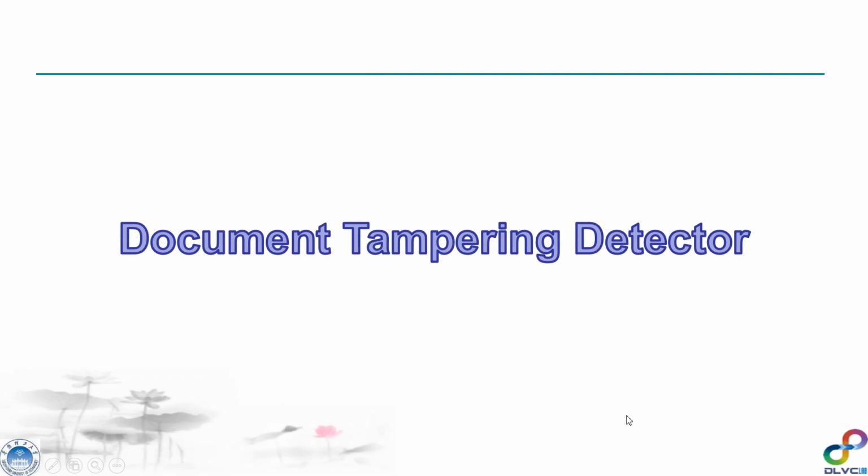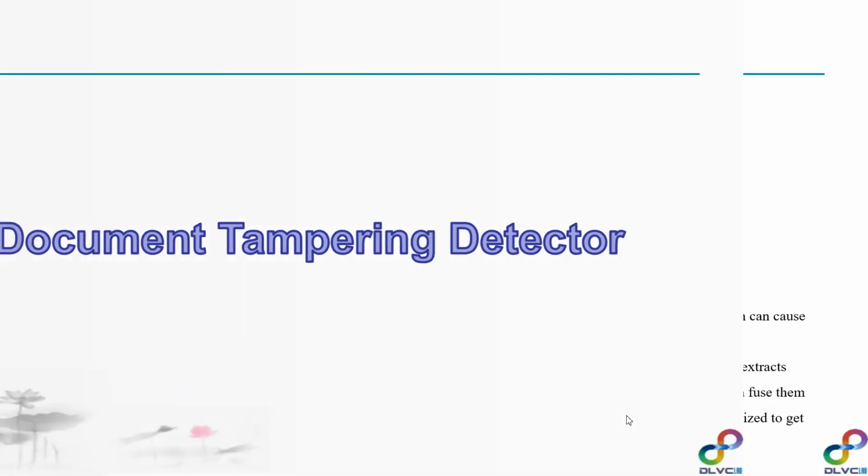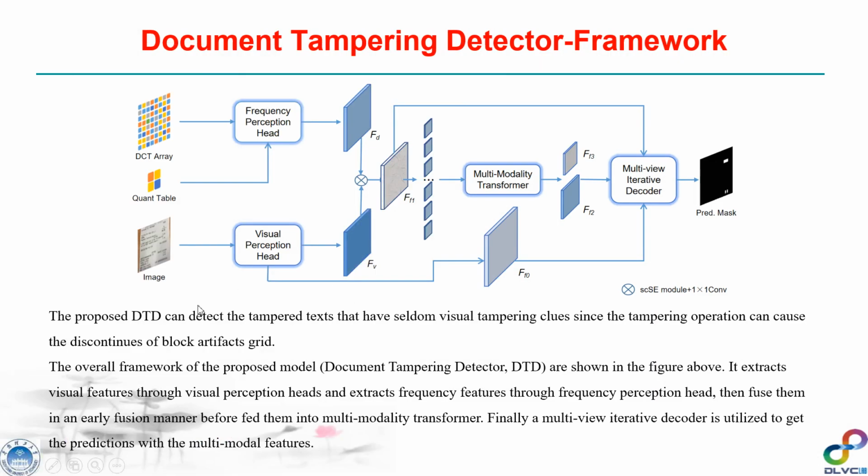Then about the document tampering detector. The proposed DTD can detect tampered texts that have seldom visual tampering clues, since the tampering operation can cause discontinuities of the block artifacts grid. The overall framework of the DTD is shown in the figure above.